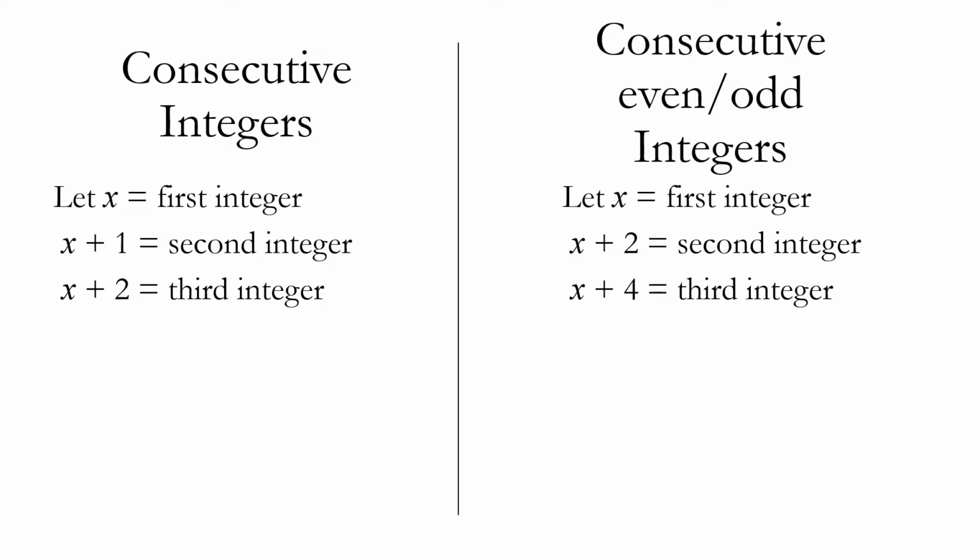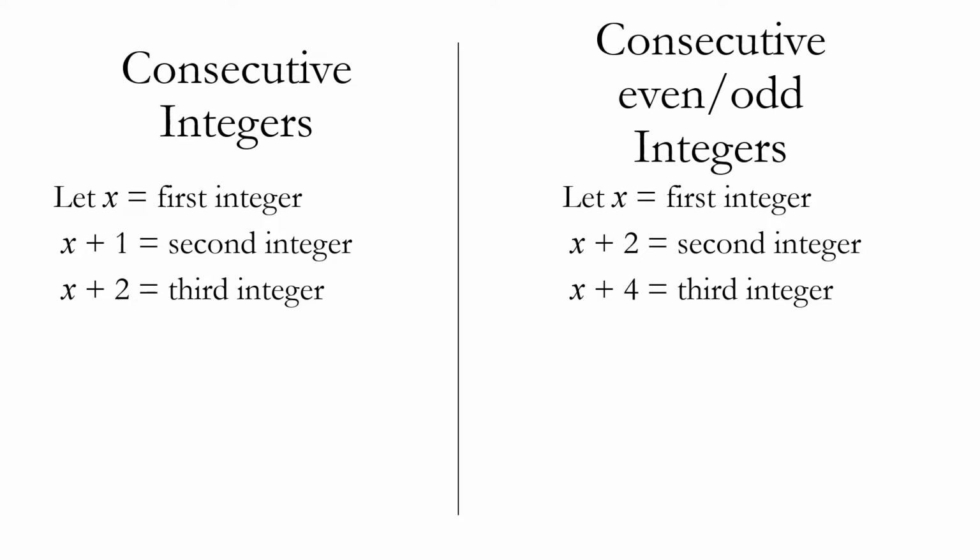So when dealing with consecutive integers, if the problem just says consecutive integers, your first integer will always be x, your second integer will always be x plus 1, and your third integer will always be x plus 2. For consecutive even or odd integers, the first integer will always be x, the second integer will always be x plus 2, and the third integer will always be x plus 4.